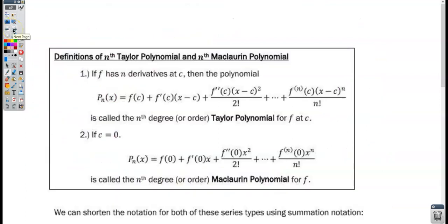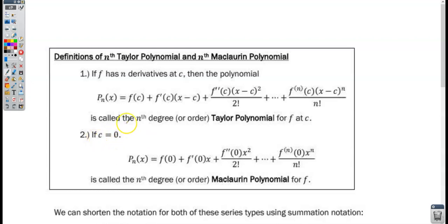The definition of the nth Taylor polynomial and the nth Maclaurin polynomial. First, the Taylor polynomial. If a function f has n derivatives at x equals c, then the polynomial p sub n of x is equal to f of c plus f prime of c times the quantity x minus c plus f double prime of c times the quantity x minus c quantity squared all over 2 factorial up to the nth term. That's going to be the nth degree polynomial, whatever n is. N could be 2, and the polynomial could stop right here. But that's going to be the nth degree Taylor polynomial.